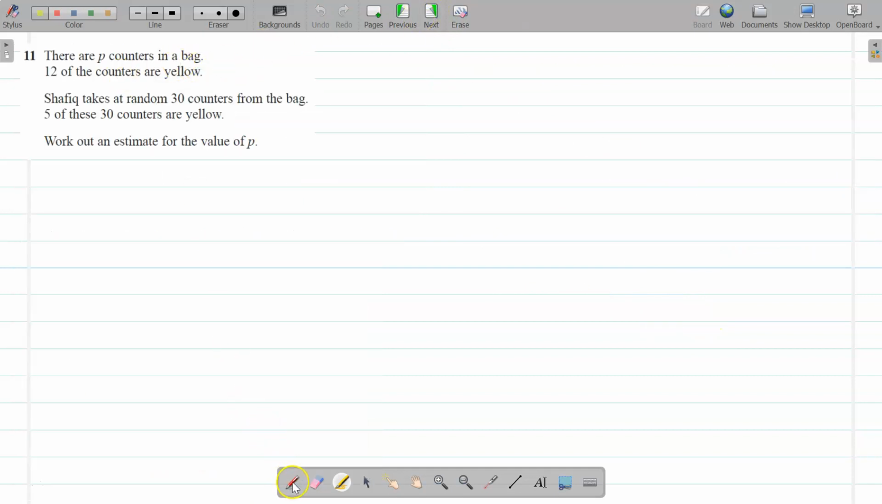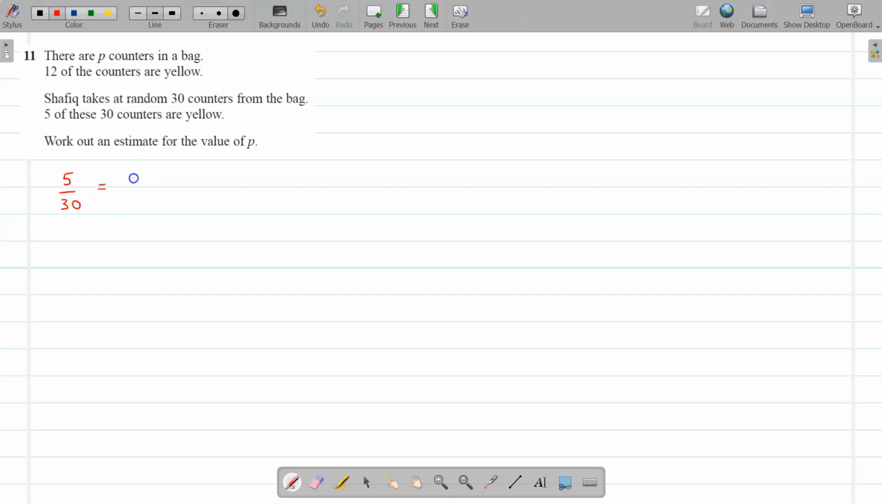There are P counters in a bag. 12 of the counters are yellow. Shafiq takes at random 30 counters from the bag. 5 of those 30 are yellow. So this is a relative frequency problem. The proportion of yellow is 5/30ths, which is 1/6.